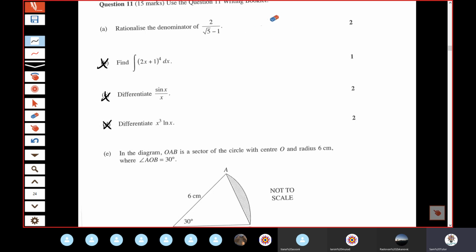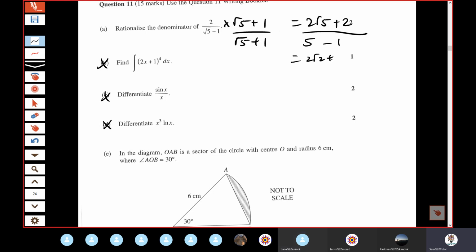So, that's not the final answer. If you wrote that, that's only 1 mark, but 1 mark only if you wrote that as your answer. Let's see. Times top and bottom by exactly the same, just a plus sign. That becomes 2 root 5 plus 2 times 1, which is 2. Root 5 is 5. 1 and 1 is 1. So like I said, 1 mark.